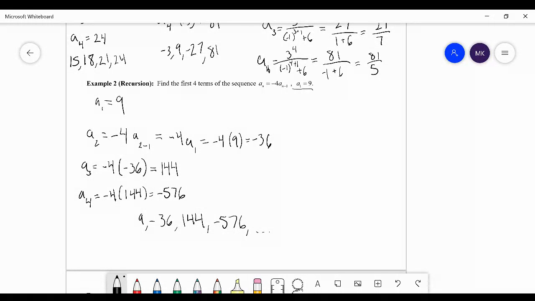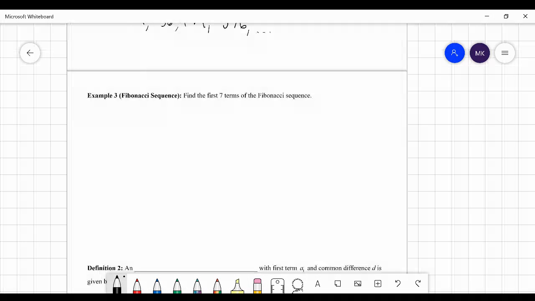Okay. So these dots, these ellipses, if you want to use the technical term, just mean continue the pattern. So we're saying that this sequence will continue on, continuing the pattern until it stops, whenever that may be.